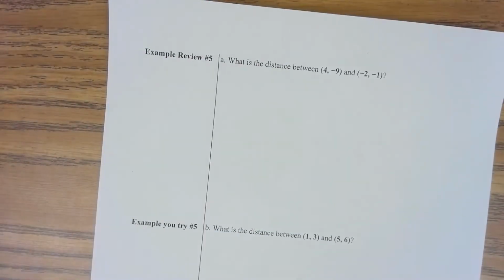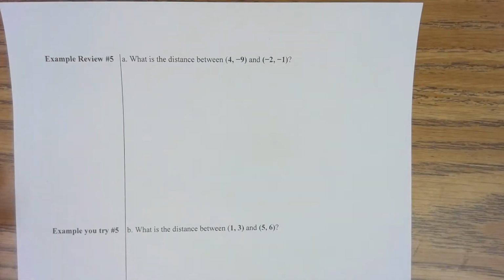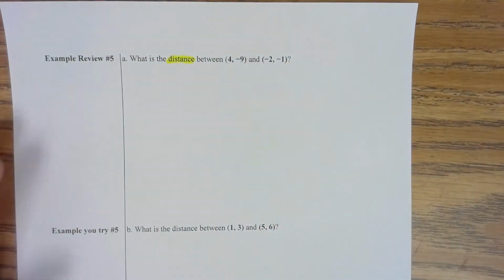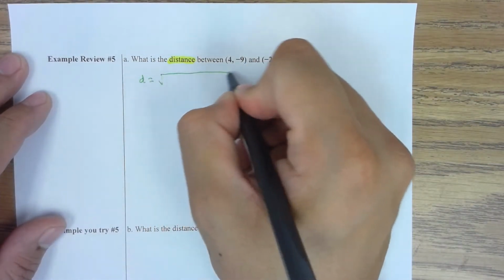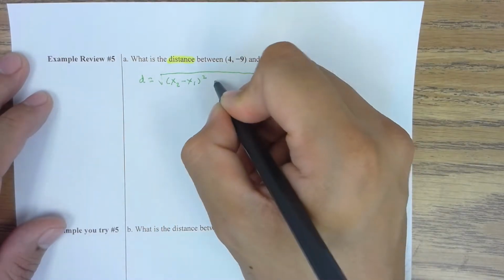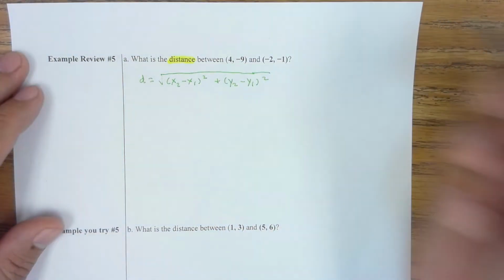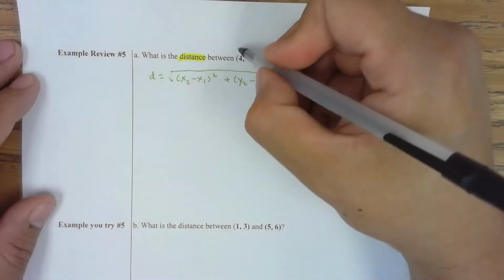Alright. Last example. So just a quick review. You gotta remember how to do the distance. Well, to find distance, d equal the square root of x2 minus x1 squared plus y2 minus y1 squared. Okay? You want to know that. That's definitely showing up in the quiz.